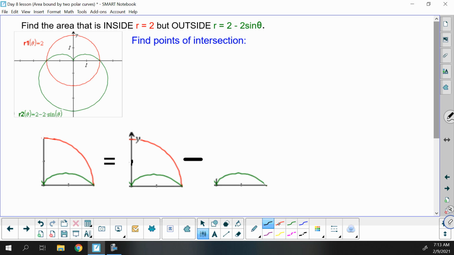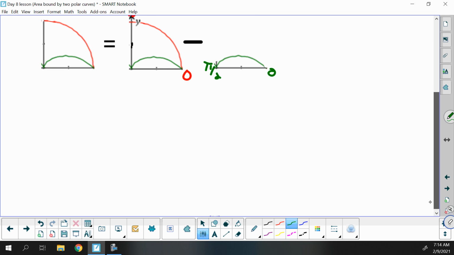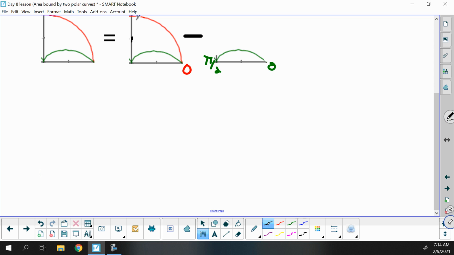Because there's nothing fancy going on for the red, it's just starting at 0 and going to pi over 2. So we'll have 0 to pi over 2 for the red part. And then for the green part, if you put in 0 to that, we get back 2. If you put in pi over 2, we get back 0. So that also happens to be going from 0 to pi over 2. Won't always be the same, but in this case, it was.